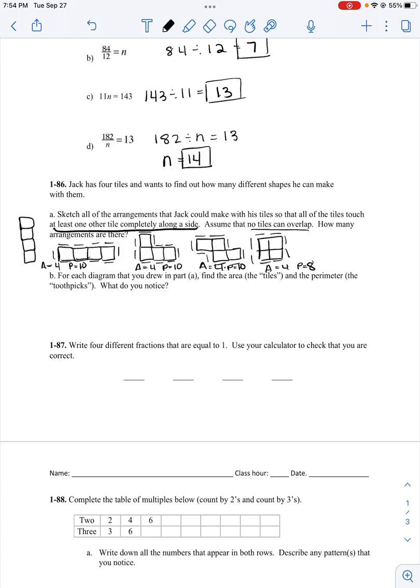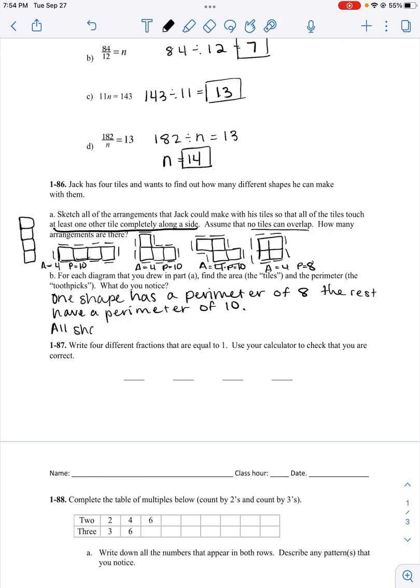What I notice is that one shape has a perimeter of 8. The rest have a perimeter of 10. All shapes have the same area.